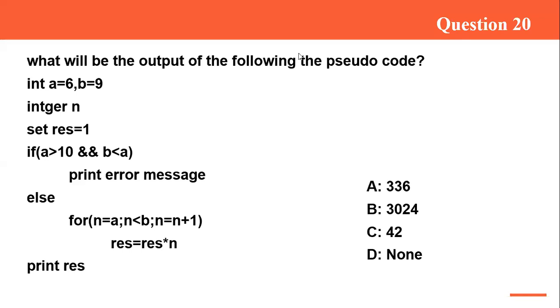Okay, fine. I hope everyone got it. If anyone didn't get it, look at the screen. I'll quickly say that. A is 6, B is 9, integer n, result equal to 1. These are initializations. Now we are writing A greater than 10 and B less than A. What is A? 6. 6 greater than 10. Is it true, boys and girls? 6 greater than 10 is what? False.